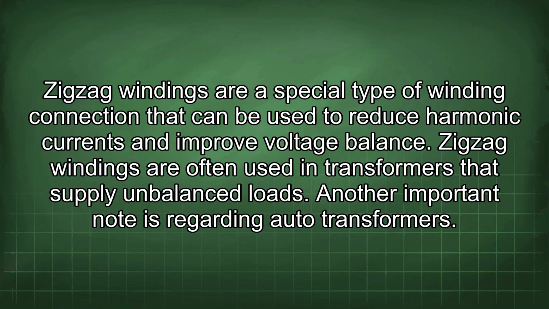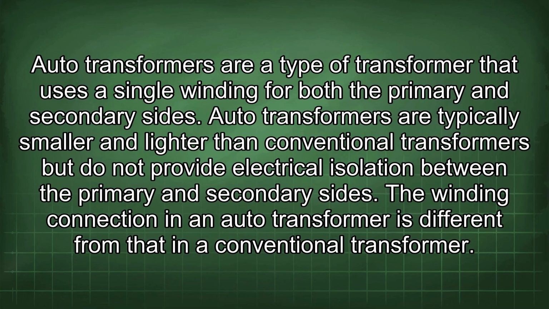Another important note is regarding autotransformers. Autotransformers are a type of transformer that uses a single winding for both the primary and secondary sides. Autotransformers are typically smaller and lighter than conventional transformers but do not provide electrical isolation between the primary and secondary sides. The winding connection in an autotransformer is different from that in a conventional transformer.